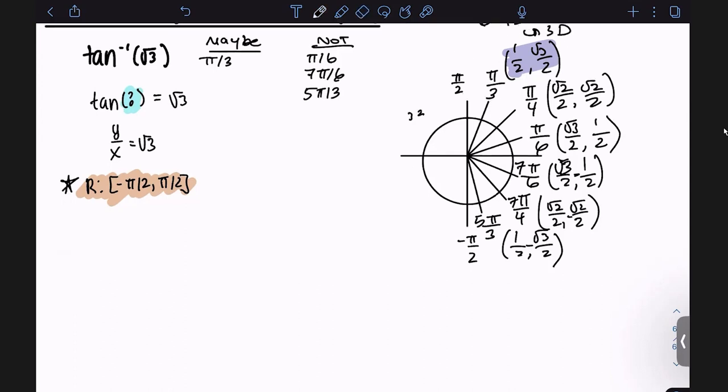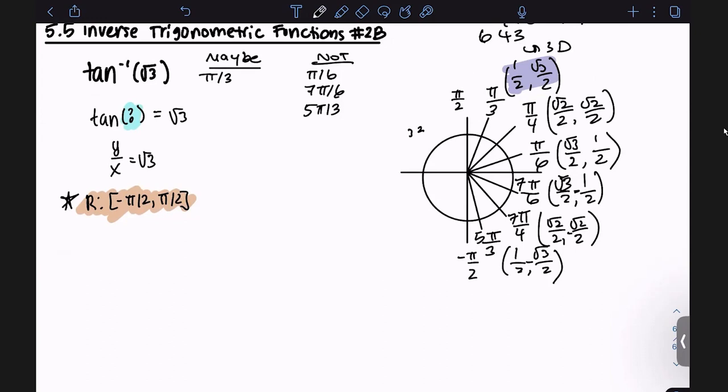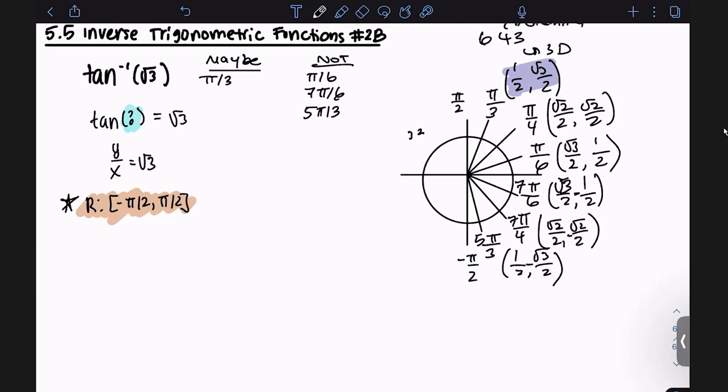But before we say that that's the answer, we want to double check that that's within the domain and range of arctangent of square root of 3. So we only have one point left, which is this one over here, but before we say it's the answer, we want to make sure that this point actually lies on the graph of arctangent. And so how do we do that?